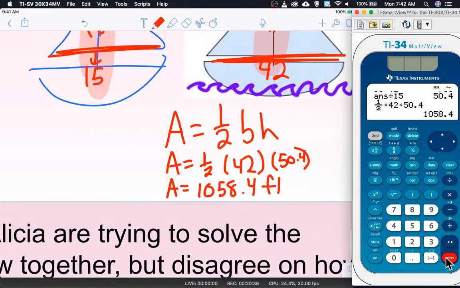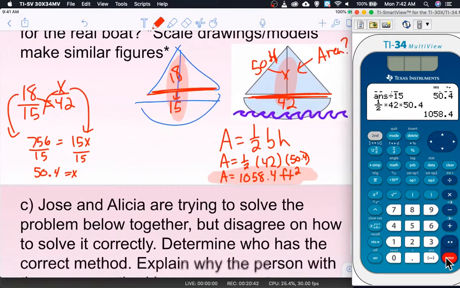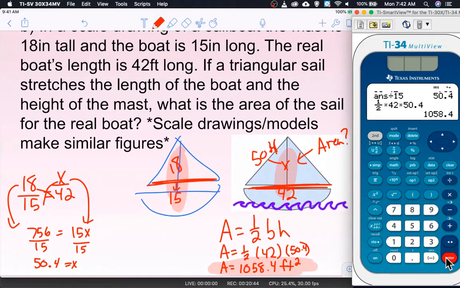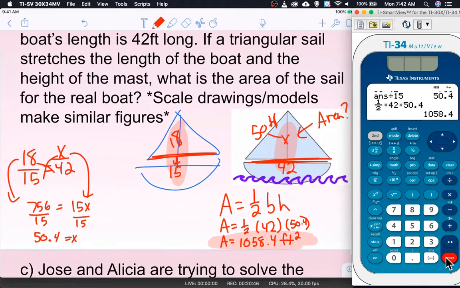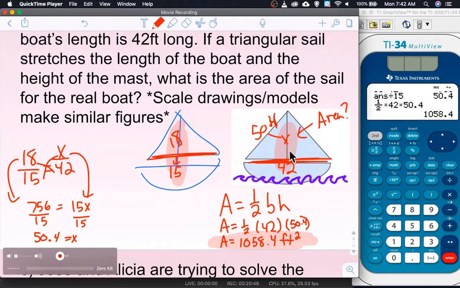1058.4 feet squared is our final answer. So take a second and relook through the problem if you need to.